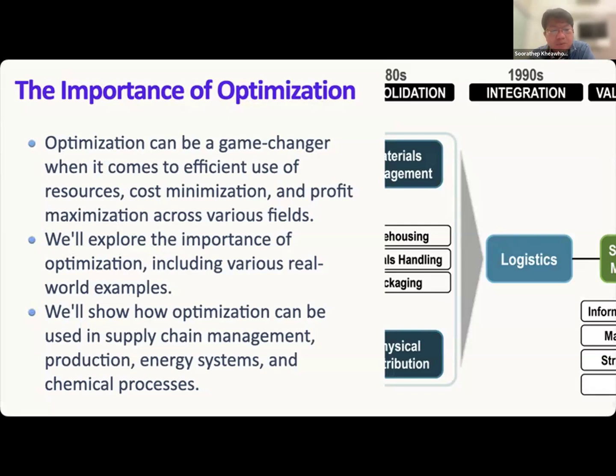All right, so we will explore the importance of optimization, including various real-world examples, and I will show you how optimization can be used, maybe in supply chain management, in production, in energy systems, and in chemical processes.